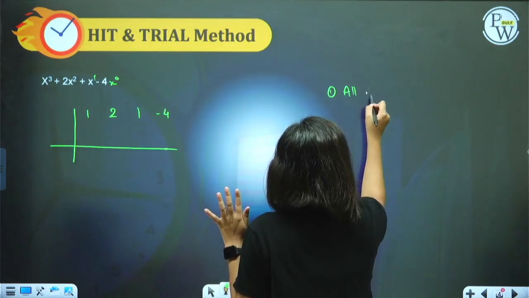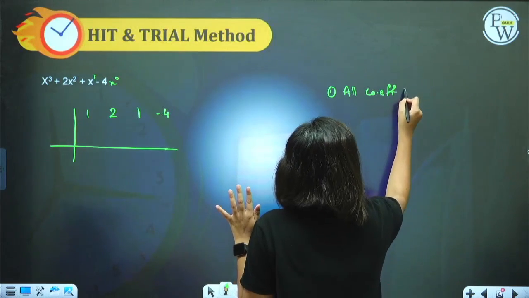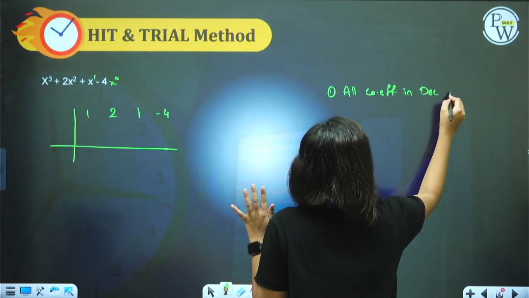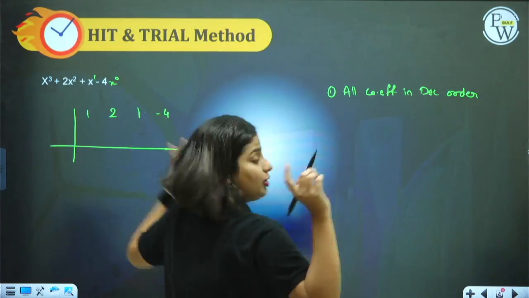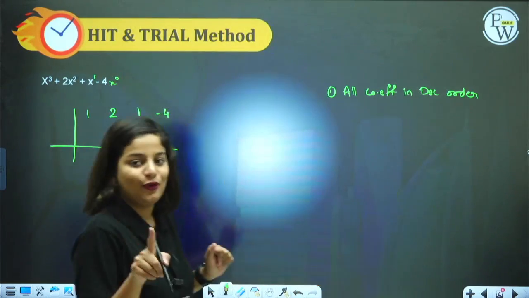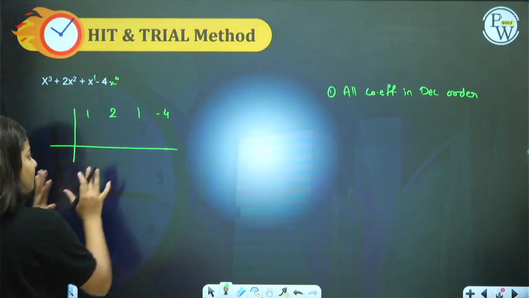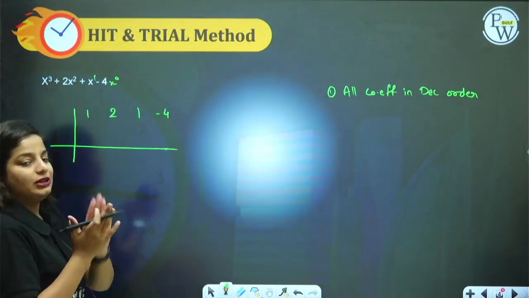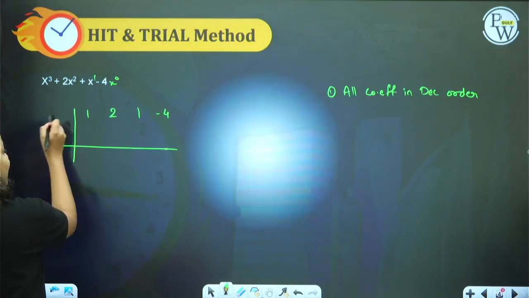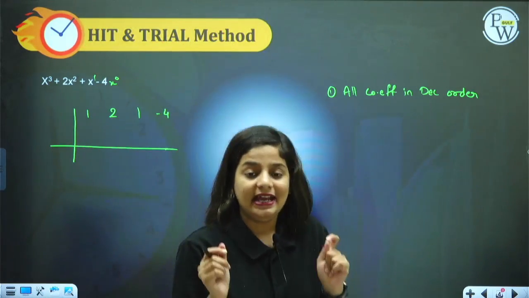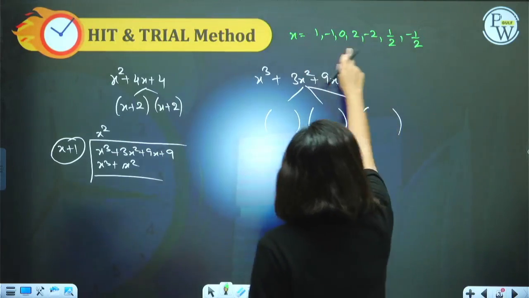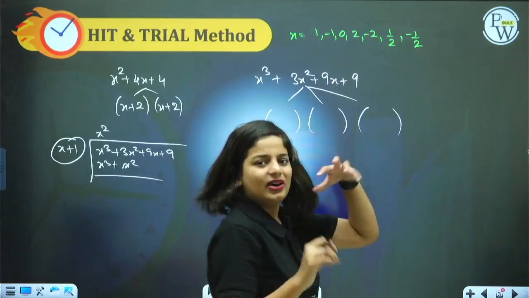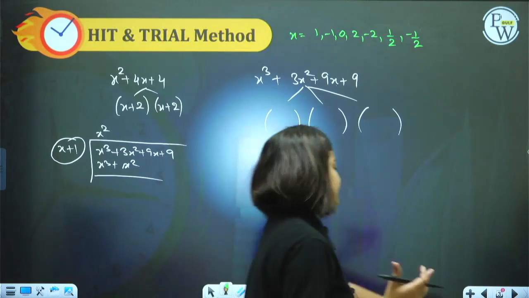It's important that you write them in decreasing order. That means if any of the terms is missing, you will put a 0 in that place. I'll take an example of that situation also. For now, I've written down all the coefficients. Next, you will take any number and hit. What numbers will you take? I have given the sequence. Try with 1, -1, etc.